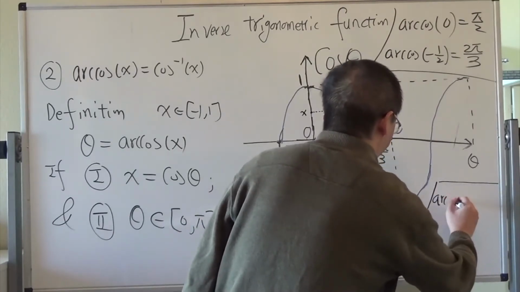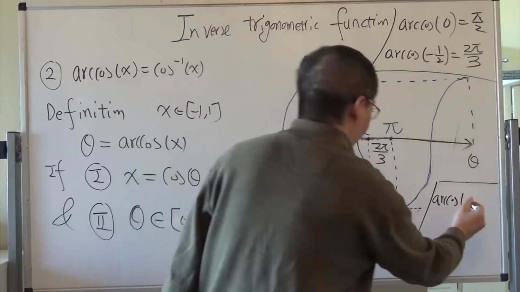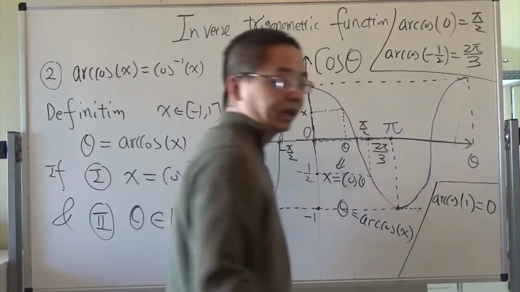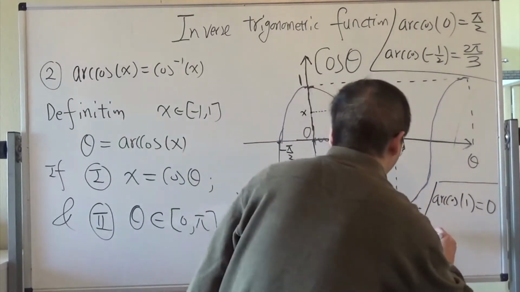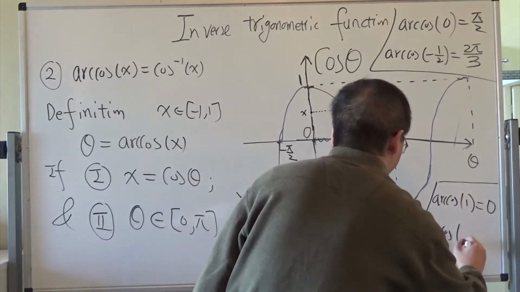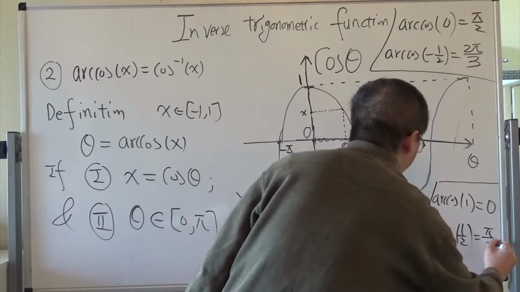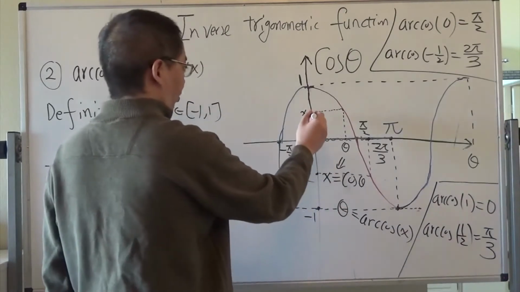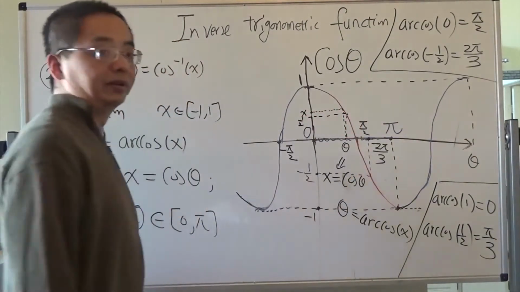We have the arc cosine of 1, right? Which is 0, right? Cosine 0 is 1 and 0 is between 0 and pi. And we can say arc cosine of 1/2, right? Then this would just be pi over 3. It's right here. So I choose 1/2. It is pi over 3.